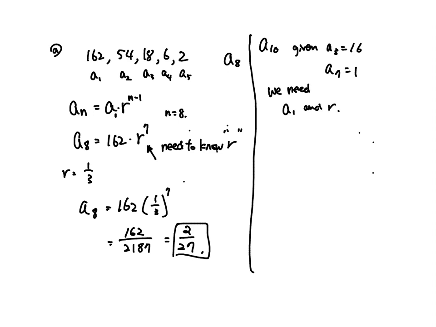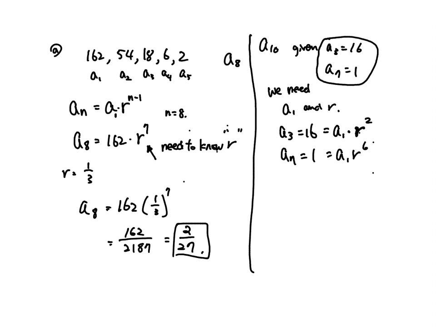Okay, so this is the method that we're going to use. We're going to use both of these pieces of information and set it up. So let's check this out. We know A3 is 16, and that is also the first term times r raised to the 2nd power, per our formula. We know that A7 is 1, which is also A1 times r raised to the 6.